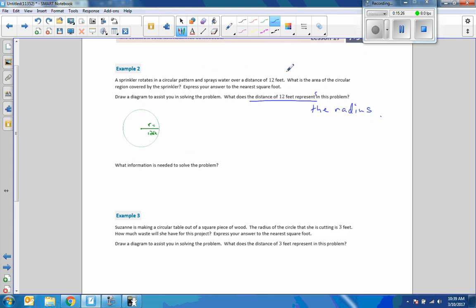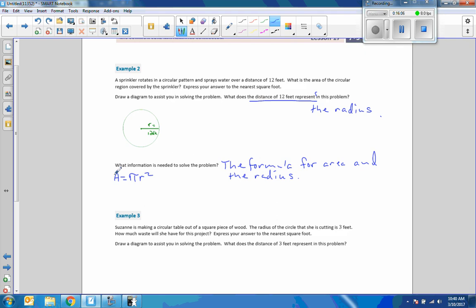Okay. So it says, what is the area of the circular region covered by the sprinkler? What area is this covering if I put that in the center of a garden? What information is needed to solve the problem? The formula for area and the radius. That is what is needed to solve this problem.